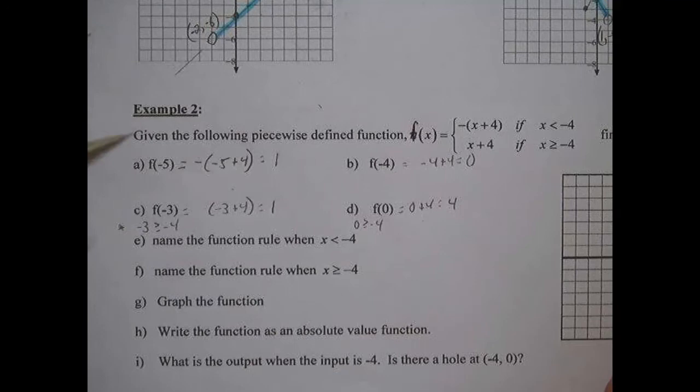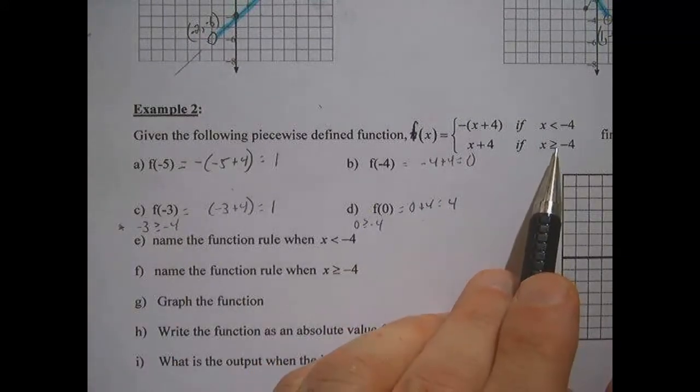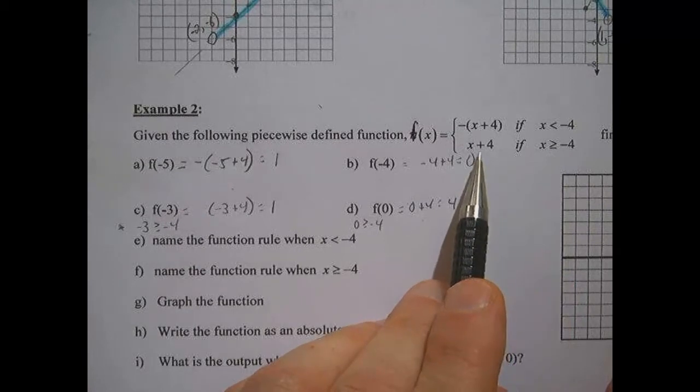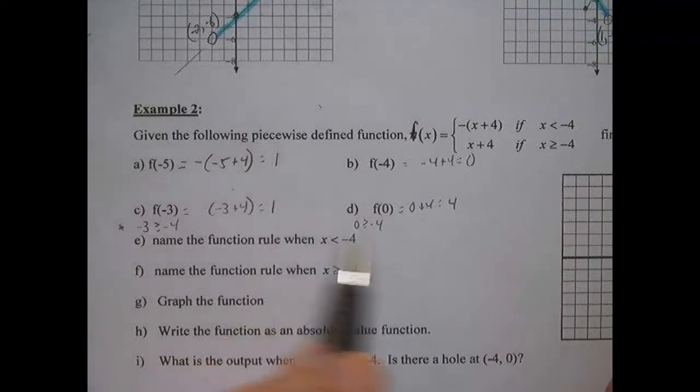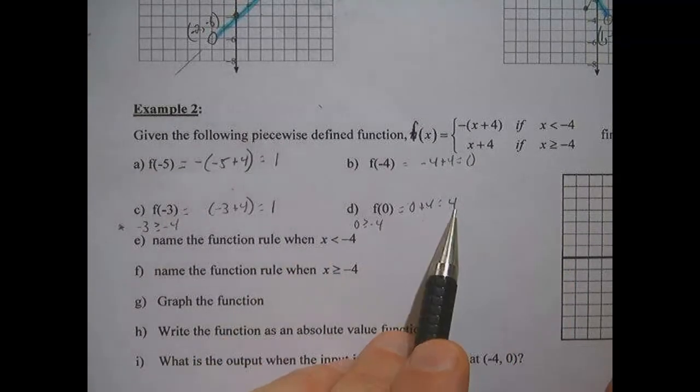Okay, so you can see you've got to be careful here because sometimes people look at a negative 3 and they say that's less than negative 4, but really negative 3 is greater than negative 4. So we have to use this one. So it's going to just be negative 3 plus 4, positive 1. Okay, and then for similar reasons, we get positive 4 here.